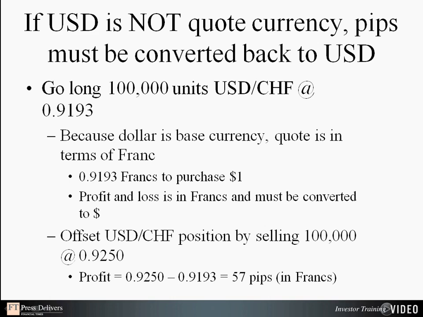Let's assume a trader goes long 100,000 units of the dollar franc at 91.93. We know that because the dollar is the base currency, the 91.93 is actually the value of the dollar in terms of the franc. In this instance, $1 is equal to 0.9193 francs. If the trader later offsets his position by selling 100,000 at 92.50, the trader is profitable by 57 pips. Now, knowing that a pip value is probably going to be somewhere around $10, we can assume that the trader made $570. But before we know exactly how much the trader made, we have to convert everything back into US dollars.